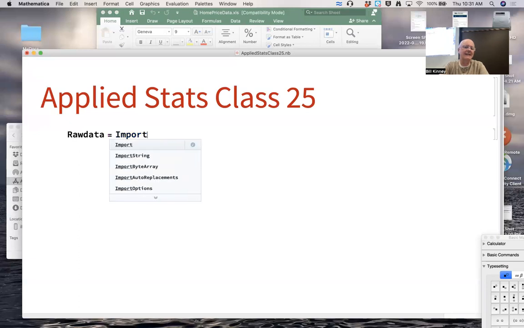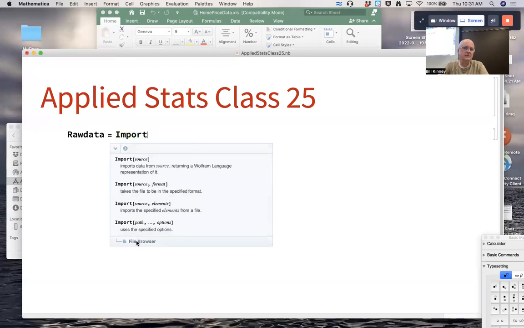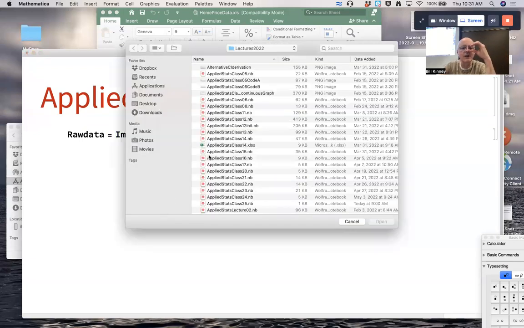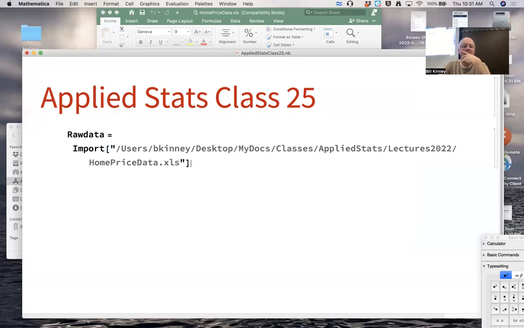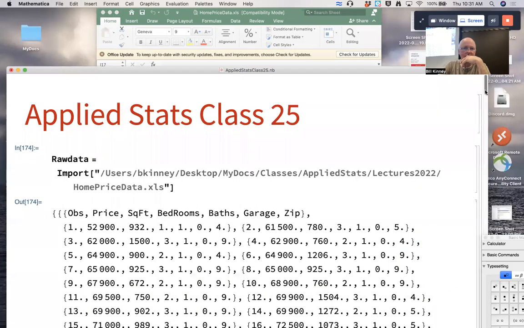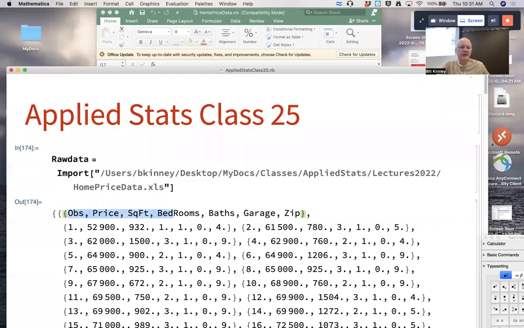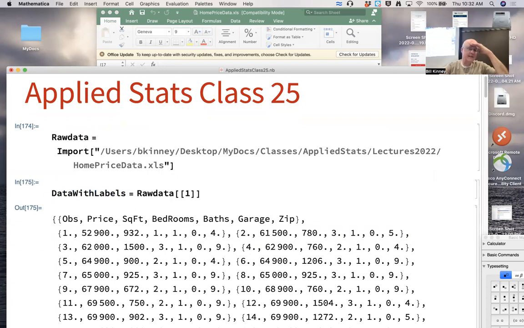But I've got my spreadsheet data and I can access it by importing it like I showed you before. If you click on this thing here, you can click down to a file browser, to browse for your spreadsheet. And what did I call it? Home and price data. Okay, that'll give you the correct path. There we go. There's your variable names, including your observation number, price, square footage, bedrooms, bath, garage, and zip. Unfortunately, the raw data is not in the most ideal form. To get the data itself with labels, let me call it data with labels, I need to do this, raw data 1. That essentially gets rid of the outer set of curly braces, and this is easier to work with.